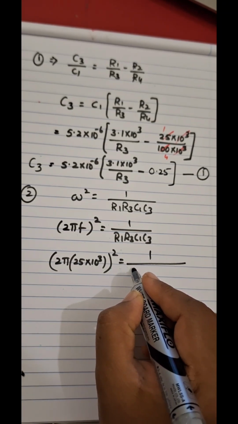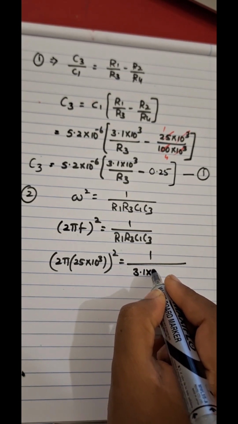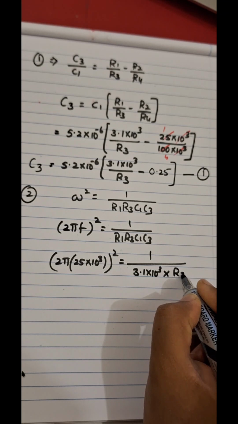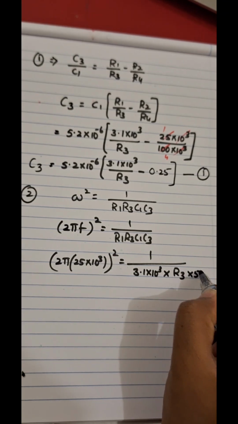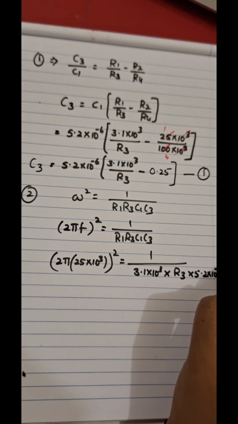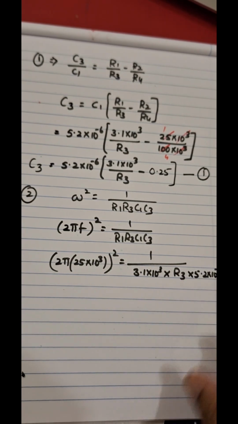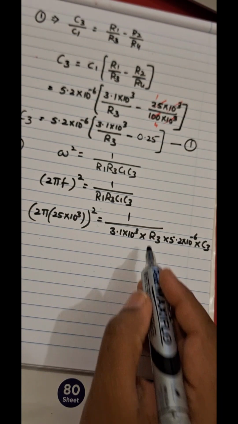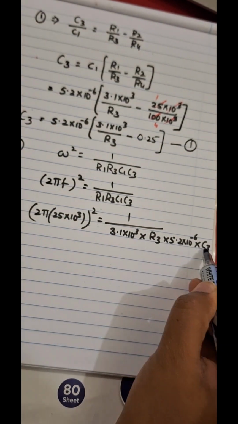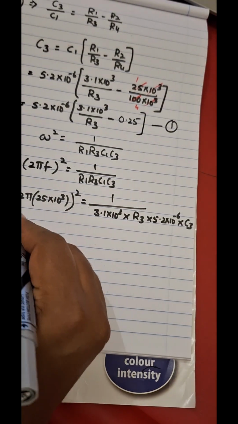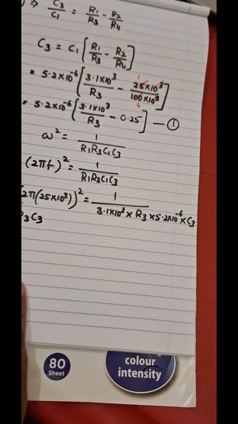So what is R1 here? 3.1 into 10 power 3. Then R3 we don't know. Then C1 is 5.2 into 10 power minus 6. And C3 we don't know. C1 we wrote, C3 we don't know, right? So R3, C3 we don't know. Let us bring R3, C3 this side, okay? So I'm going to bring R3, C3 to the left side.